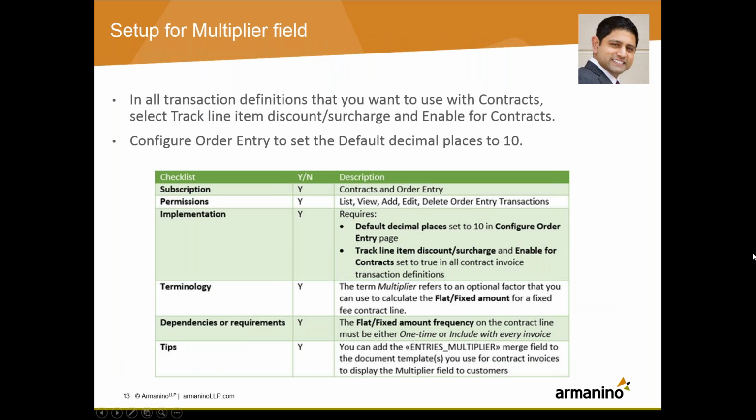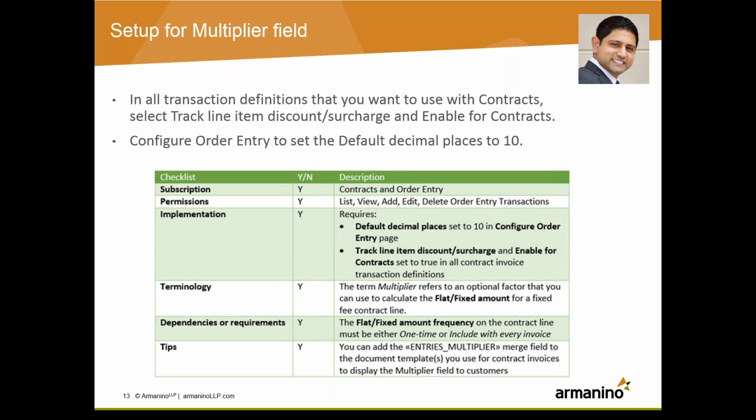So next up is, how do we set this up? It's just a few steps to go in and create a multiplier field, or actually track it. In the actual transaction definitions that you use with your contracts, you would select the track line item discount / surcharge and enable for contracts. So it's a button that you would select. And then as well, in the configuration for order entry, there is a default area for decimal places. You would be able to configure that and set that default to 10.